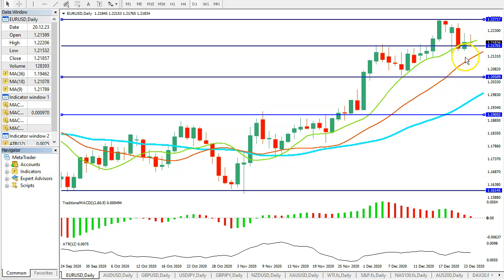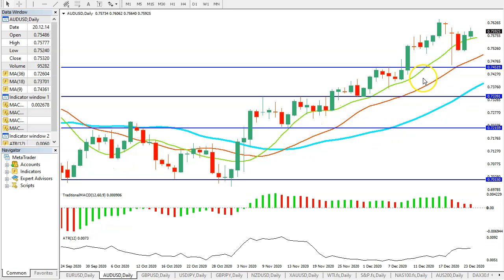A possible setup could be a reversal bar out of this inside bar. So we have an inside bar pattern here. If the price drops below here and then reverses back, that would give us a reversal setup for going long. So we'll see how that goes during the week.